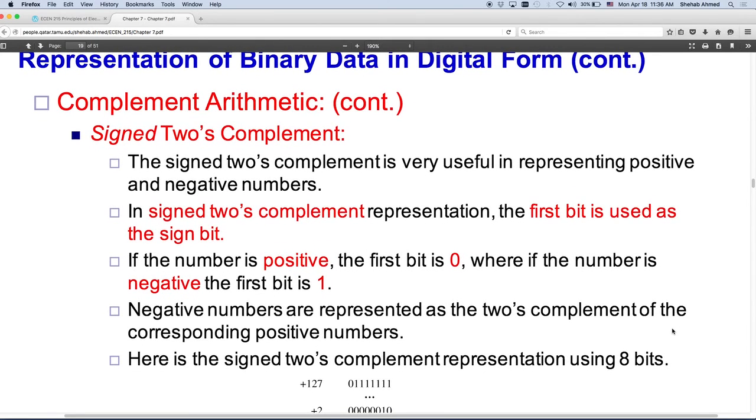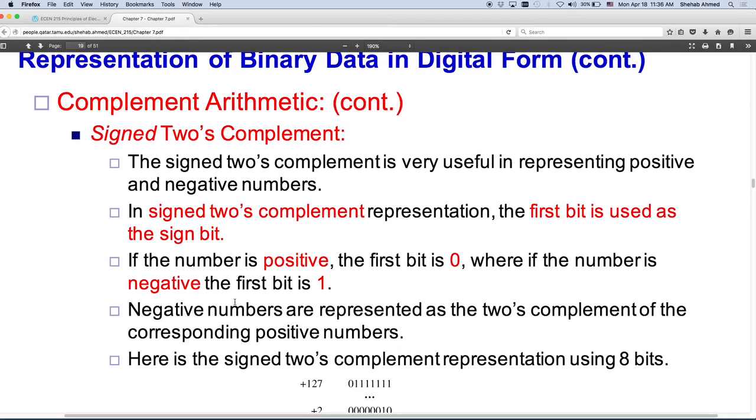Okay, so signed 2's complement is basically this 2's complement format that we discussed, but where you've reserved the most significant bit on the left for the sign. The signed 2's complement is very useful in representing positive and negative. In signed 2's complement representation, the first bit is used as a sign bit. Right? So this is an interesting application now, because if I have a signed 2's complement representation of a number, that means I can represent negative numbers.